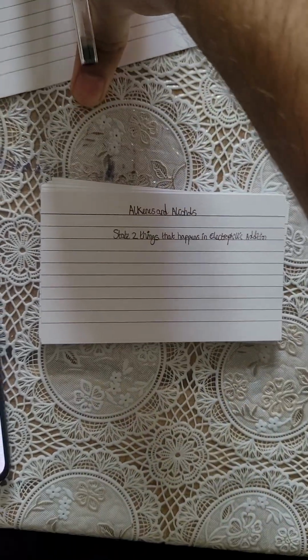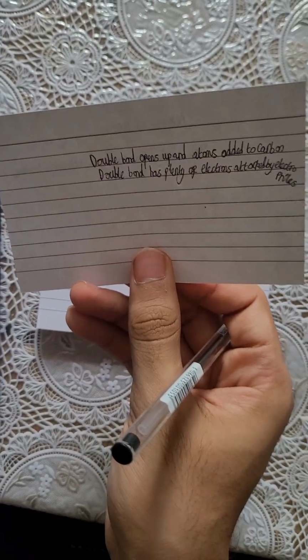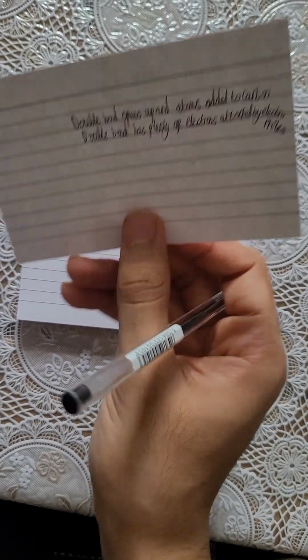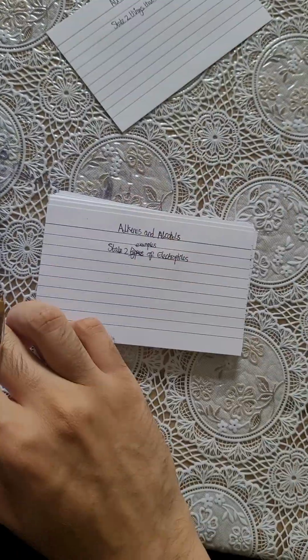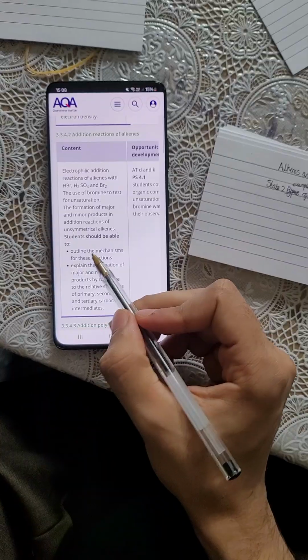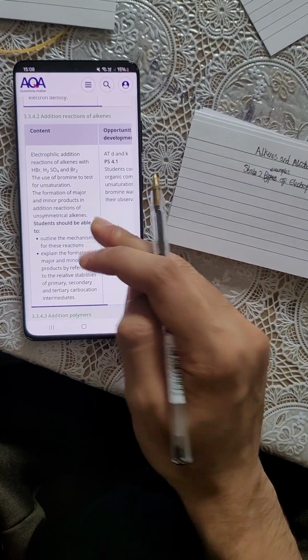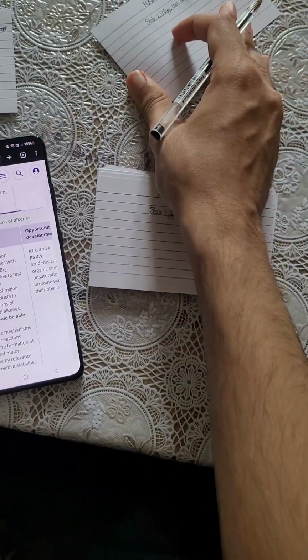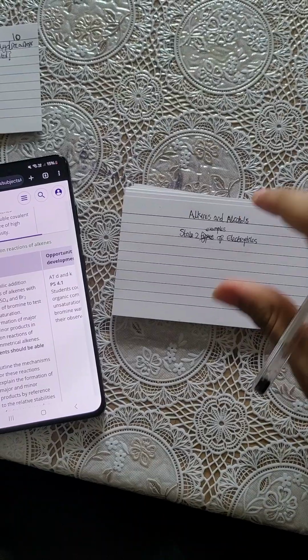Two things have an electrophilic addition. The bond opens up, atoms added. Yep. But again, they would never ask you this. They would just ask you, students should be able to outline the mechanism. Explain information. Yeah, they would never ask you what happens in electrophilic addition. That is a useless flashcard at this point.